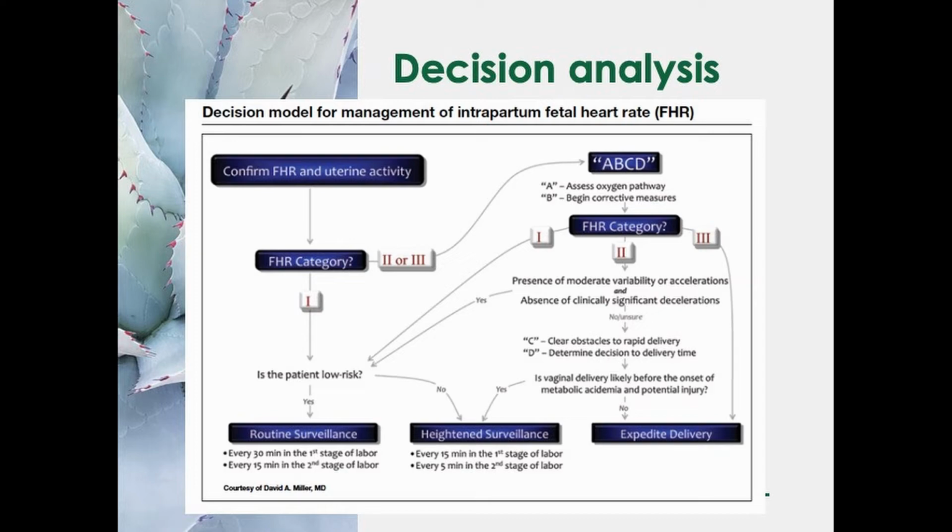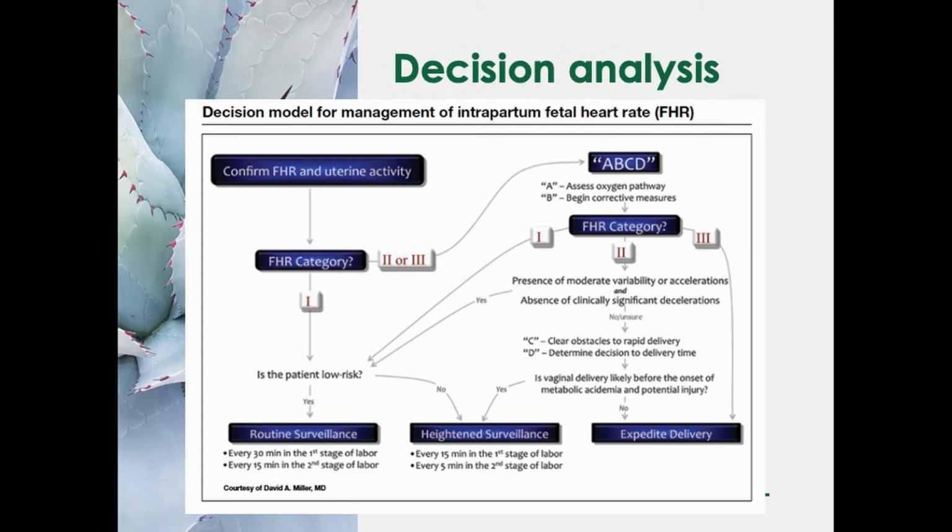B, you're going to begin corrective measures, intrauterine resuscitation. And the type of corrective measures you're going to do are going to depend a little bit on the scenario, the patient's risk factors, all the stuff that's kind of happening and what that tracing looks like. And then you're going to assess for the presence of moderate variability or accelerations, because remember, those two things are going to tell us that we're at low risk for acidemia. And we're going to look for the absence of clinically significant decelerations. And I'm going to go through what that means in just a moment.